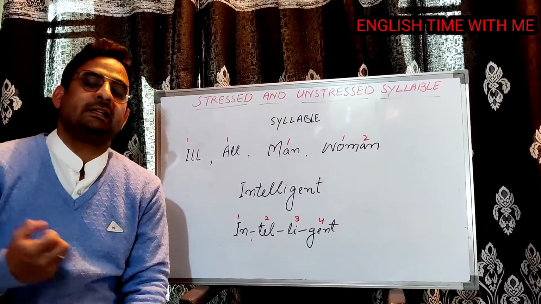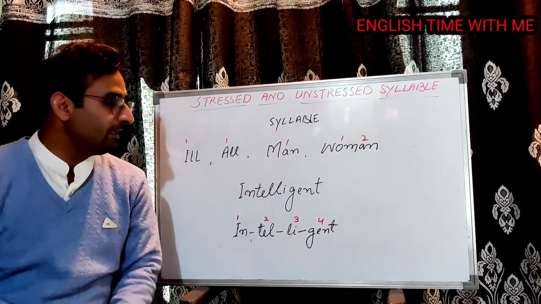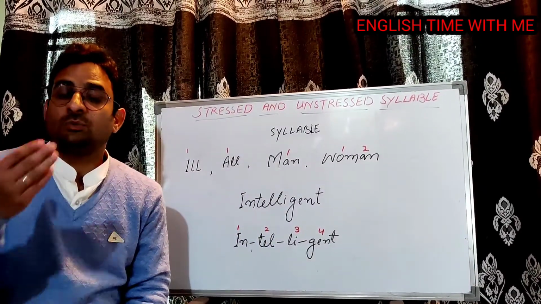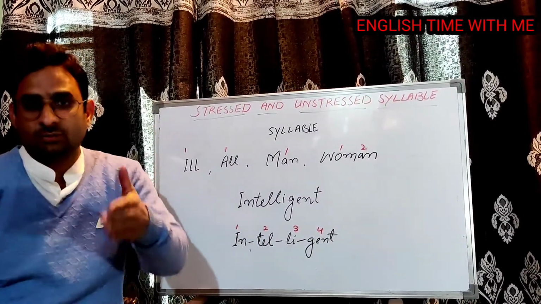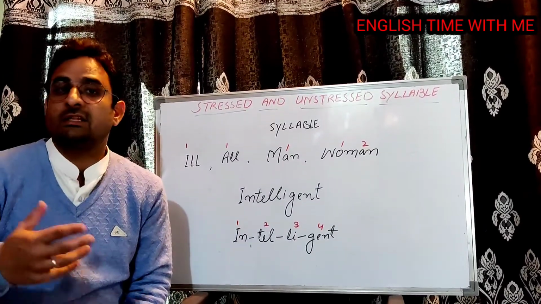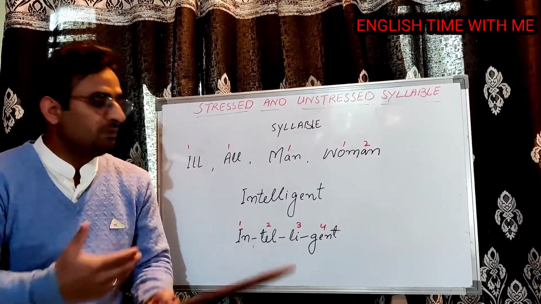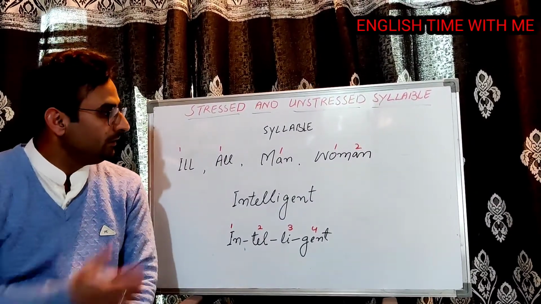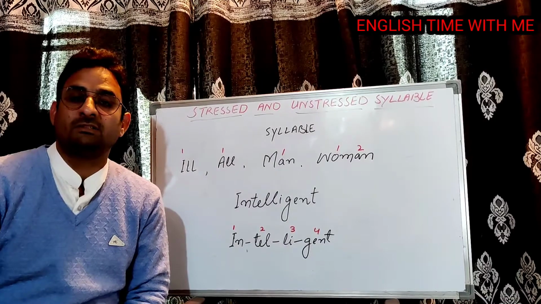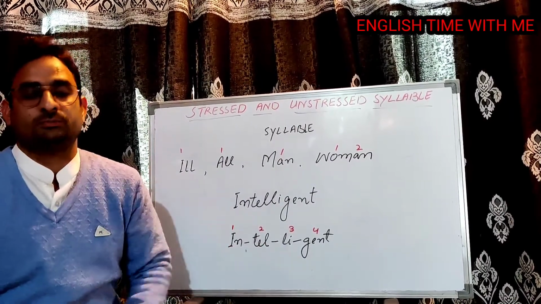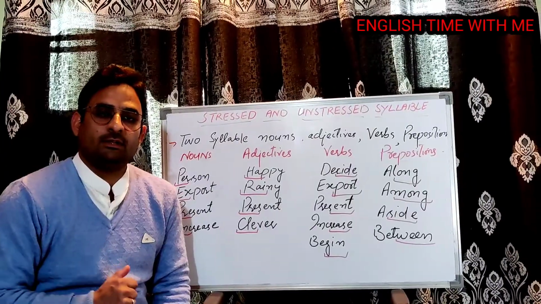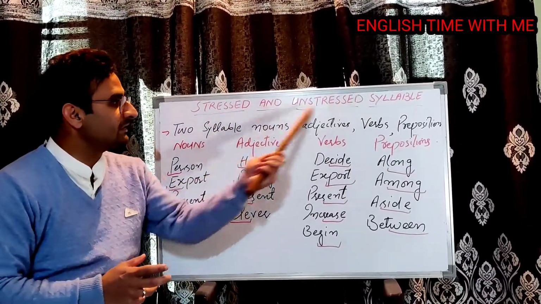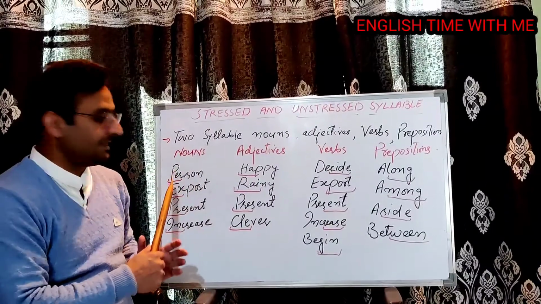There are certain rules in the English language, which we will discuss, in case of more than one syllable in a word. There are certain rules for which syllable has to be stressed so that your accent and your pronunciation can be improved. Now we will discuss every category here: where to put stress and where not to put stress. We will try to differentiate between stressed and unstressed syllables in a word.